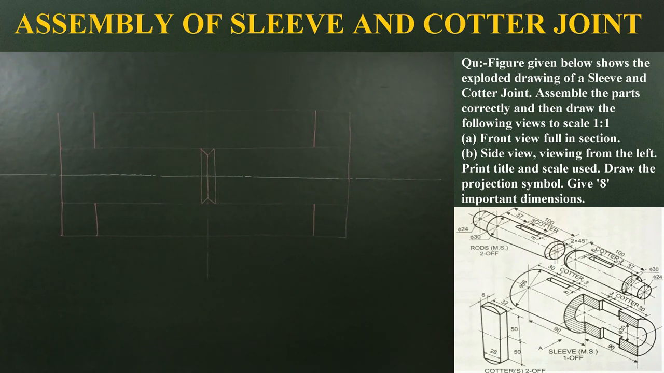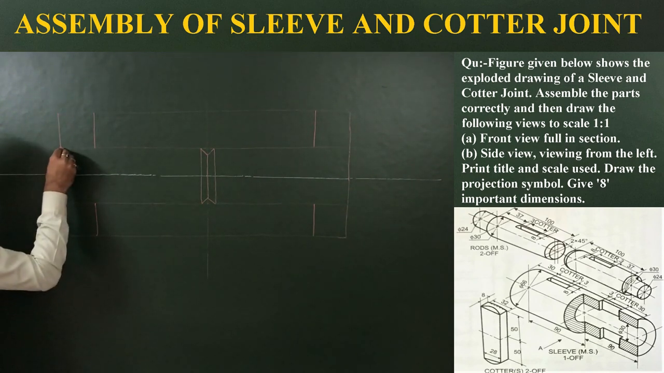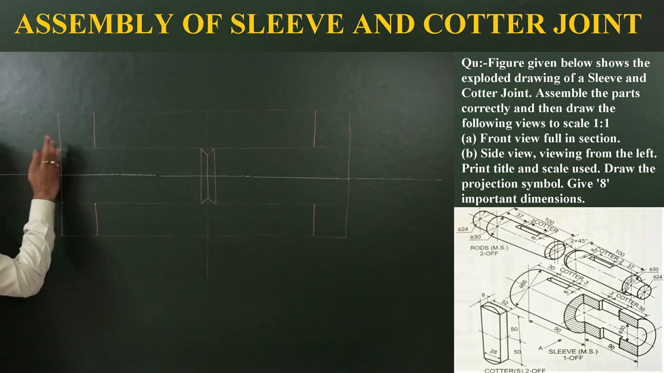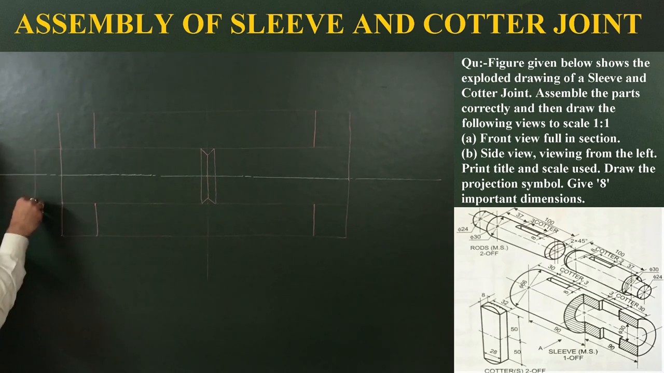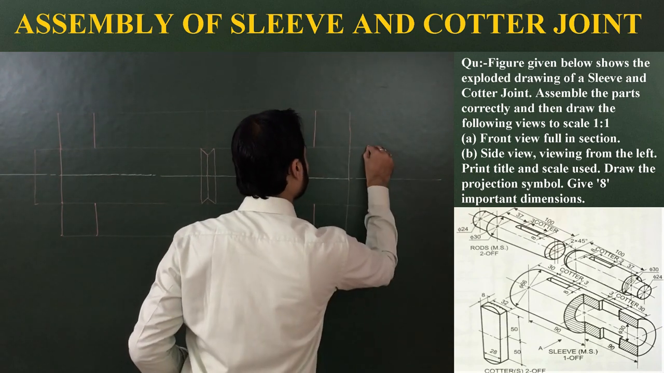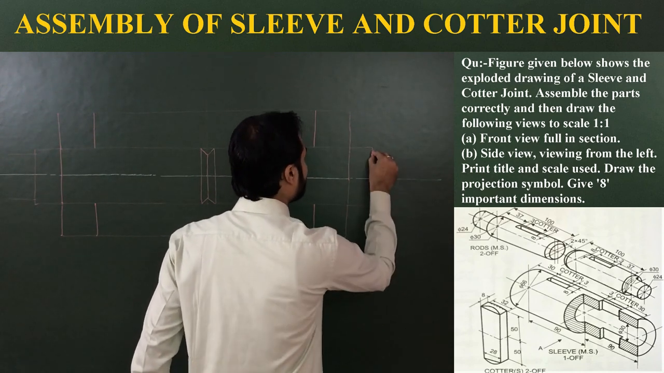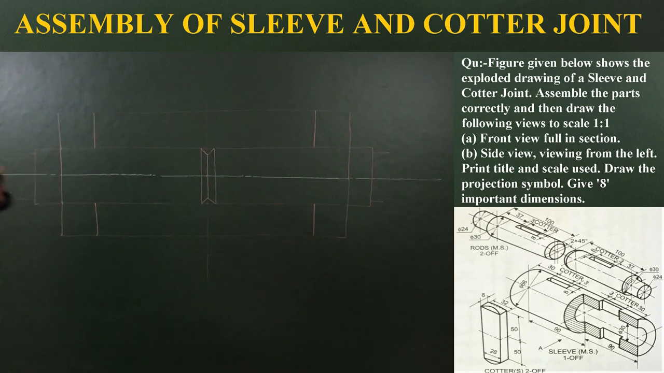Then the length is 100 and the length of the sleeve from this plane is 90. So we have to extend it for 10. And please use a light pencil for initial construction work. So further extension of 10 in both the directions. Right. Up to this length, the diameter is 30, and after this, the diameter is 24. So from this end, half of 24, 12, half of 24, 12, extend it for a suitable length again.